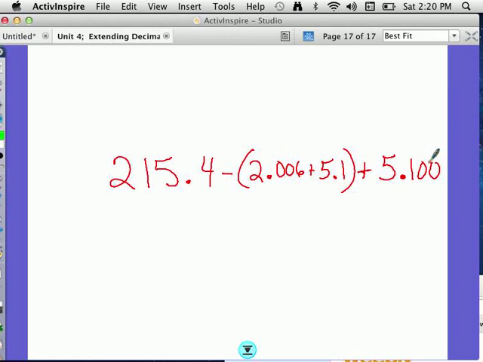So my two numbers that I have in my parentheses are 2 and 6/1000 plus 5 and 1/10. So I'm going to add these two numbers because I see an addition sign here. So I have 2 and 6/1000 plus 5 and 1/10. And I'm glad you remember the rule about the parentheses. Parentheses always start within the parentheses.